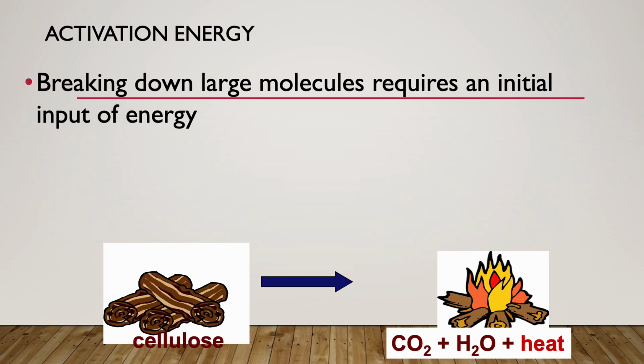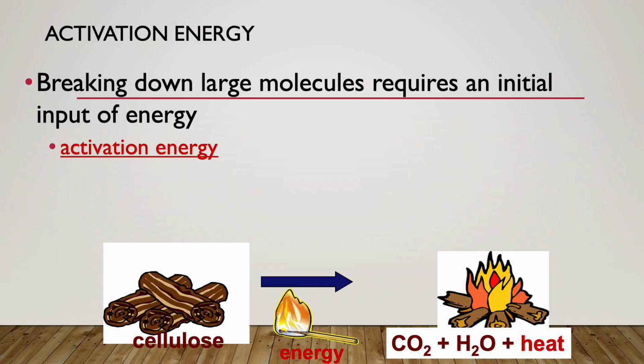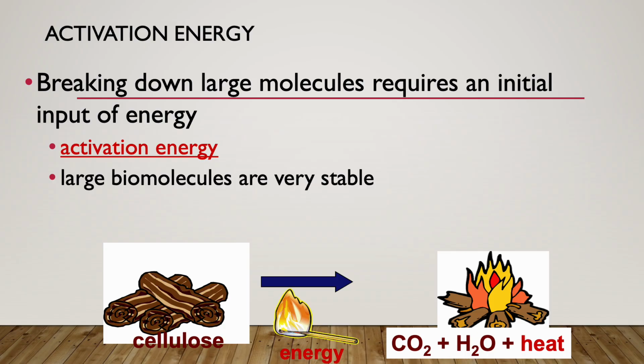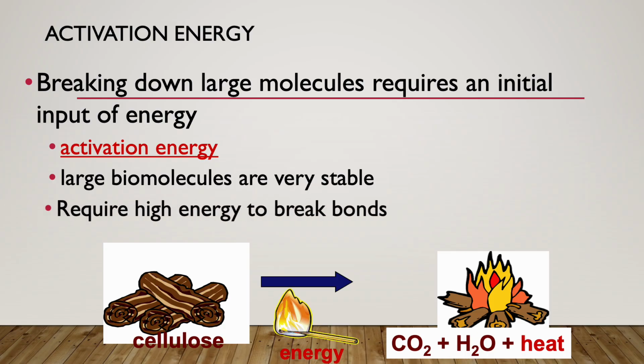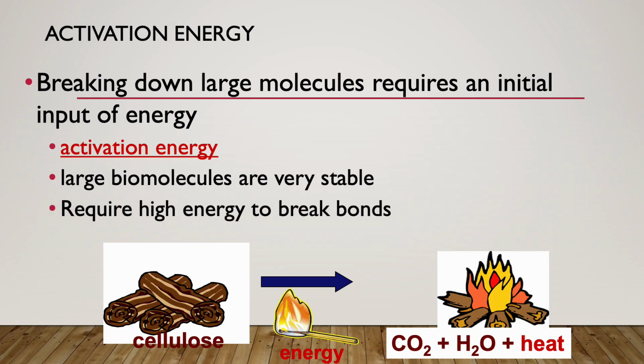Activation energy. Breaking down large molecules requires an initial input of energy. So here we have that cellulose material. This is representing wood, for cellulose. And it's going to burn with energy, which is going to produce carbon dioxide and water and heat. It requires an activation energy. Large molecules are going to be very stable. They require high amounts of energy to break the bonds.